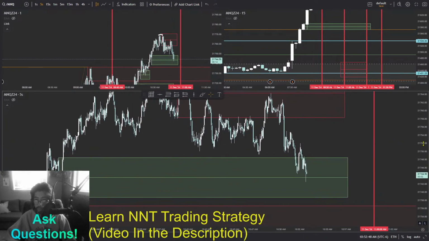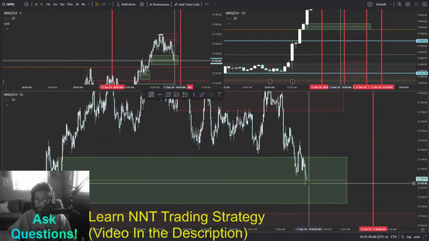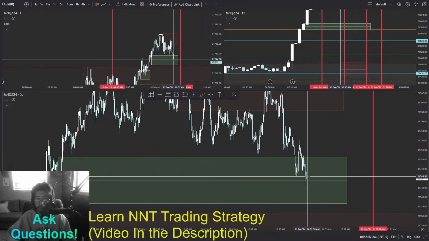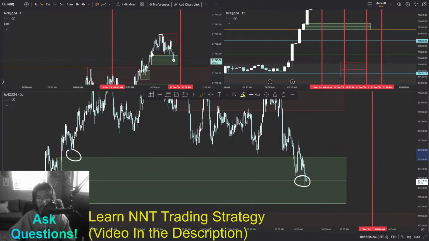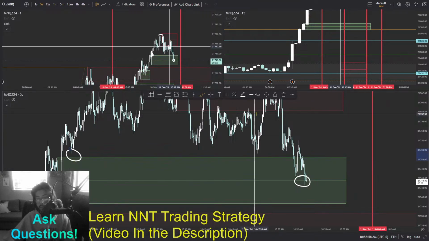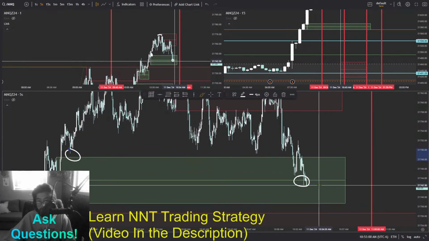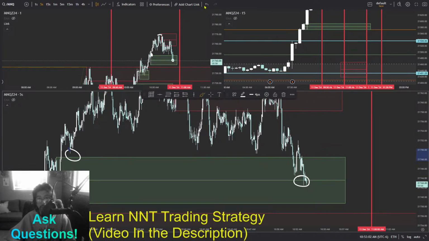Let's see what happens here. So it's filling 50%, 50% right now. I didn't take this because the tap was not clear. I want a way more clear tap. This one more likely might not deliver because of what I just told you about the mitigation.